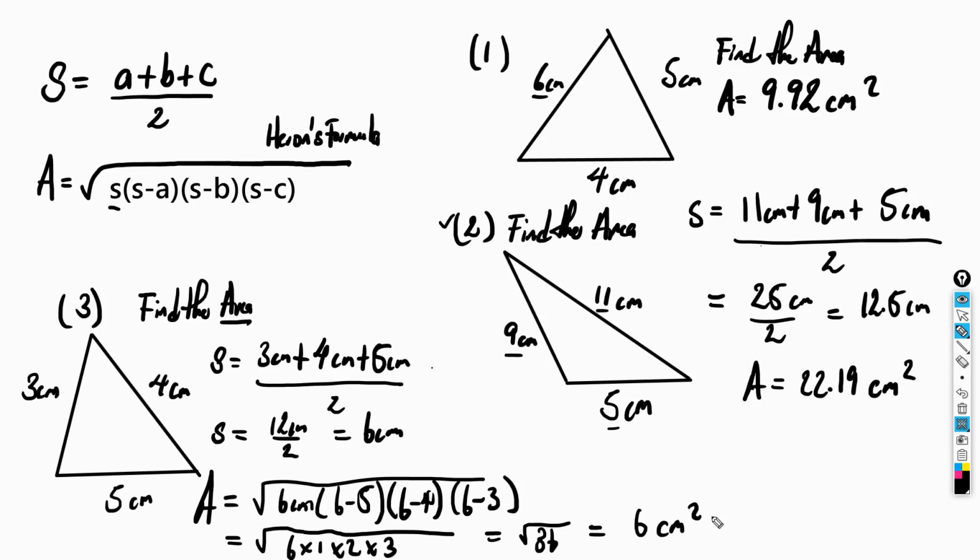All right, so we see that if we don't get the perpendicular height, then we can find the answer using Heron's formula, and it's pretty simple, not too hard to understand.